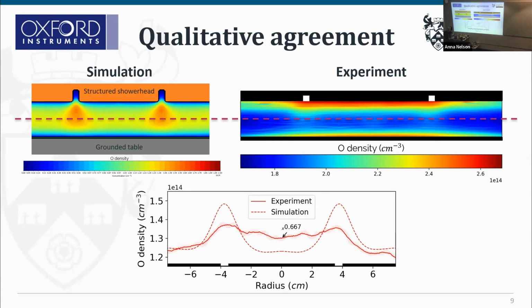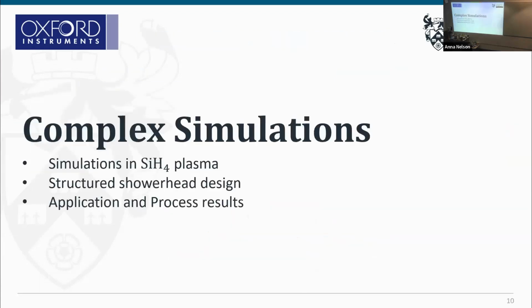We extended this research by increasing the complexity of the simulation, wherein we tried simulating the process-relevant silane plasma chemistry. And we used that simulation model to design the structured showerhead. The initial experiment we did was with just a single cavity. Now, knowing that the cavity is playing some role, we tried using this simulation model to design some fancy cavity showerheads to ensure that we have better uniformity over the wafer region. And finally, we applied those designed showerheads for real process applications.